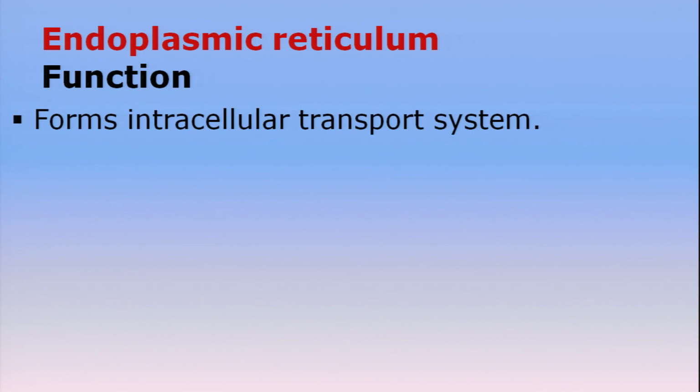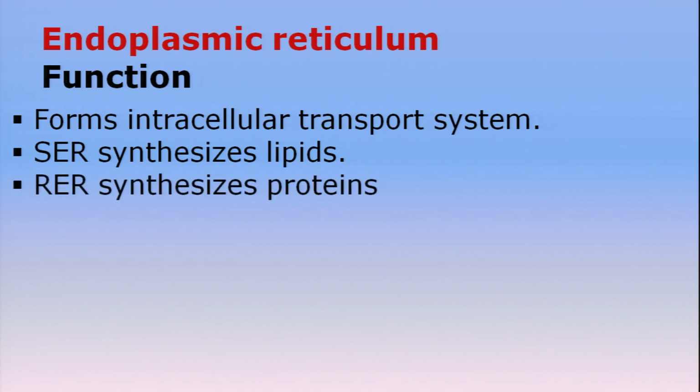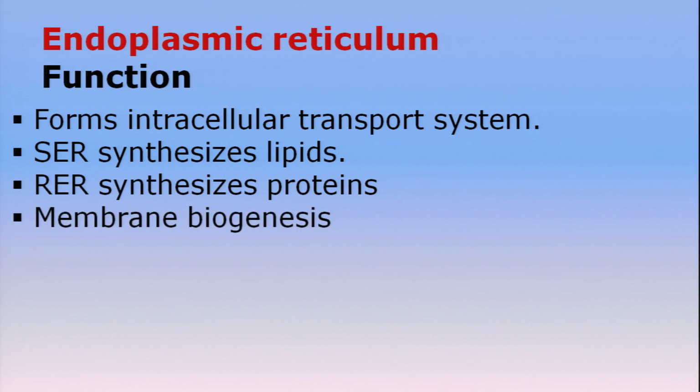Endoplasmic reticulum forms an intracellular transport system. As it forms a large membranous network inside the cytoplasm, it forms an intracellular transport system. Then SER, or smooth endoplasmic reticulum, synthesizes lipids. We just discussed it. And rough endoplasmic reticulum synthesizes proteins.